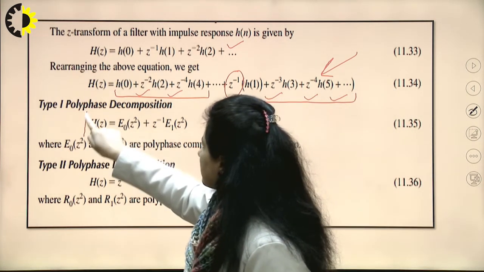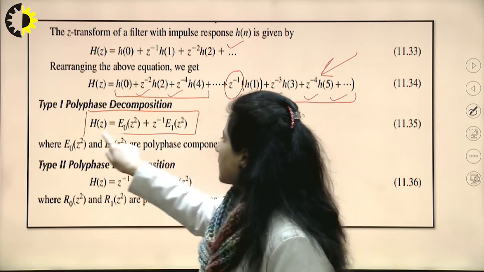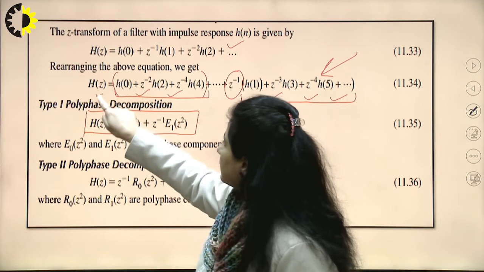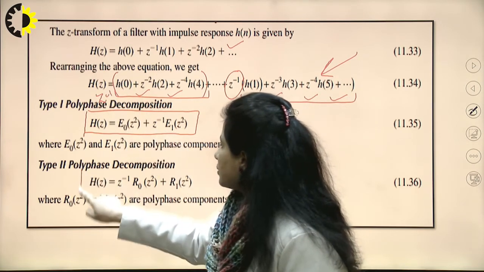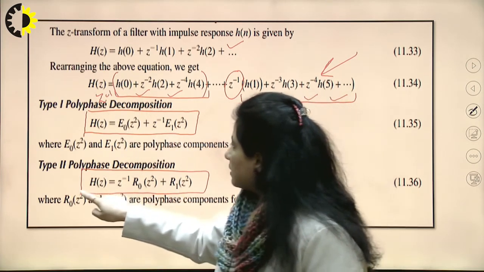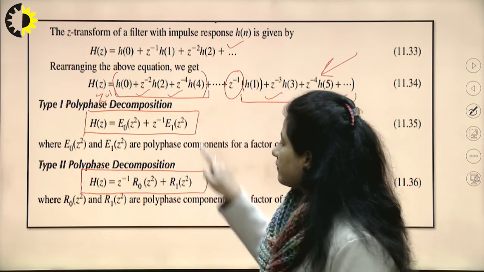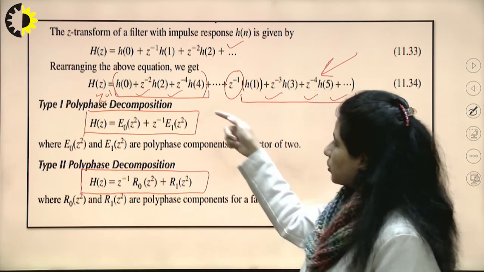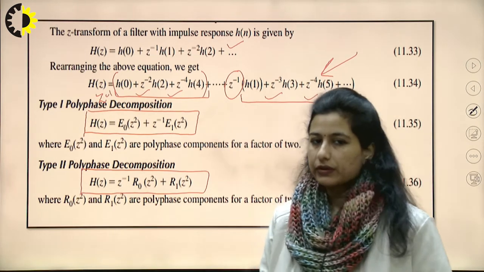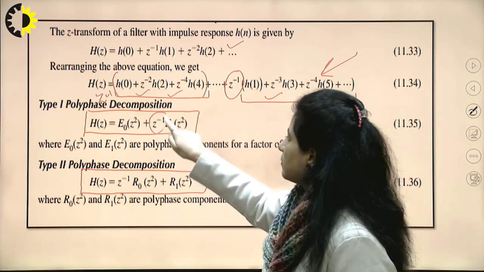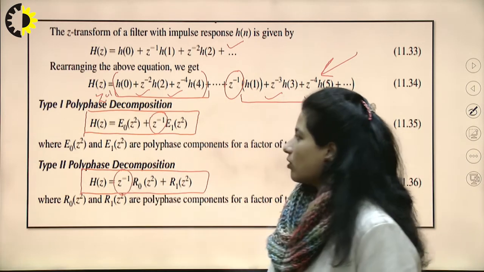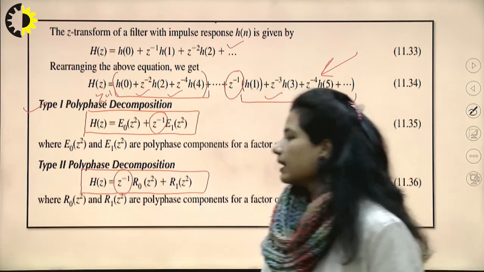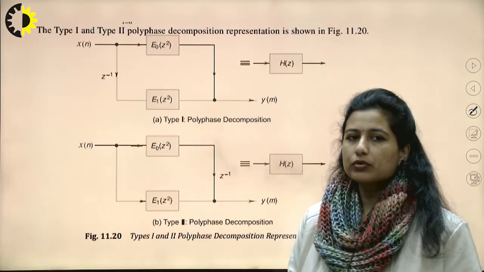So either I can represent the given equation in this format, or I can take the Z common from my first bracket here and generate another equation which is like this. So E0 plus Z inverse E1, or Z inverse R0 plus R1 Z inverse. So both are giving me the same kind of structure with the difference of the position of this Z inverse being in the beginning or end of the structure, giving me two types of polyphase decomposition, that is type 1 and type 2. So how do they look like?